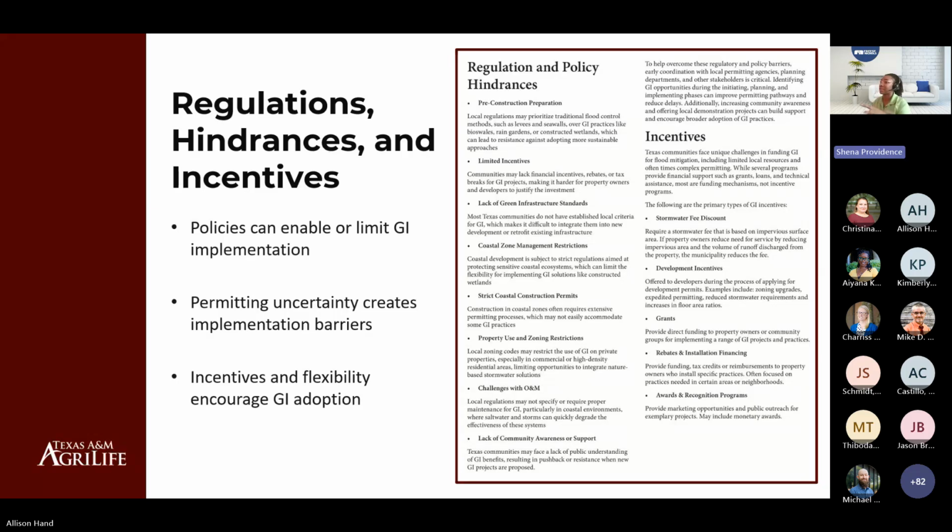And so this section is really intended to highlight the uncertainty in permitting and the approval processes as a major barrier, but it also focuses on the unique challenges specific to Texas, which may include limited local resources and complex permitting. And despite these barriers, it also highlights some of the different incentive programs that are available, such as stormwater discount fees, development incentives, grants, rebates and financing, and installation financing, as well as award and recognition programs.